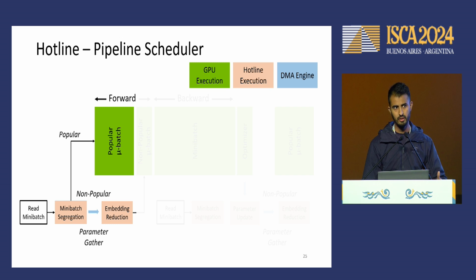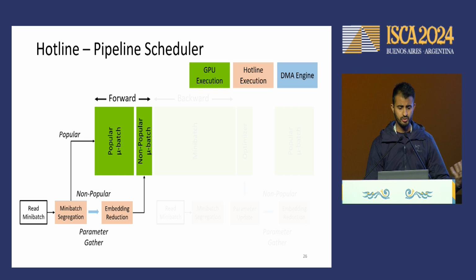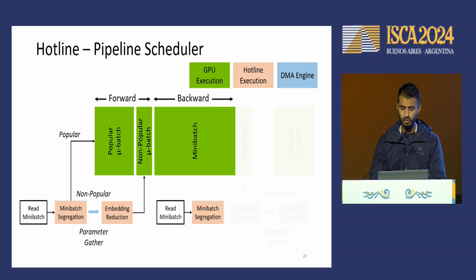Once the segregation is done, the popular micro-batch is executed completely on GPU, because all the highly accessed embeddings are available on all GPU devices, as we are using data-distributed parallelism for highly accessed embeddings. While the popular micro-batch is being executed, we fetch the non-highly accessed embeddings from CPU main memory via the DMA engine, as shown in this figure. This is done by the Hotline Accelerator. Once these non-highly accessed parameters are available, the non-popular micro-batch also executes completely on GPU, and the backward pass is executed completely over GPU for the complete mini-batch.